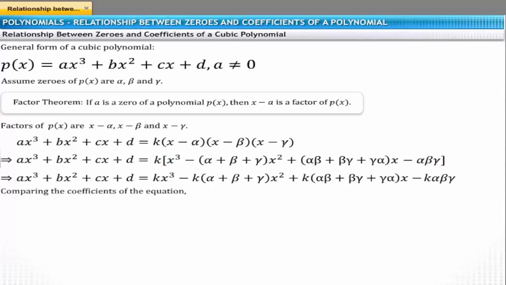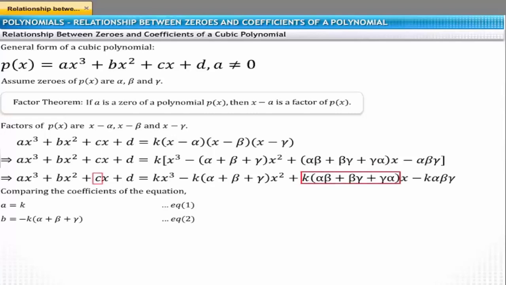Now, we'll compare the coefficients of x, x square, x cube, and the constant term. A is equal to k. Let this be equation 1. B is equal to minus k into the sum of zeros, alpha, beta, and gamma. Let this be equation 2.